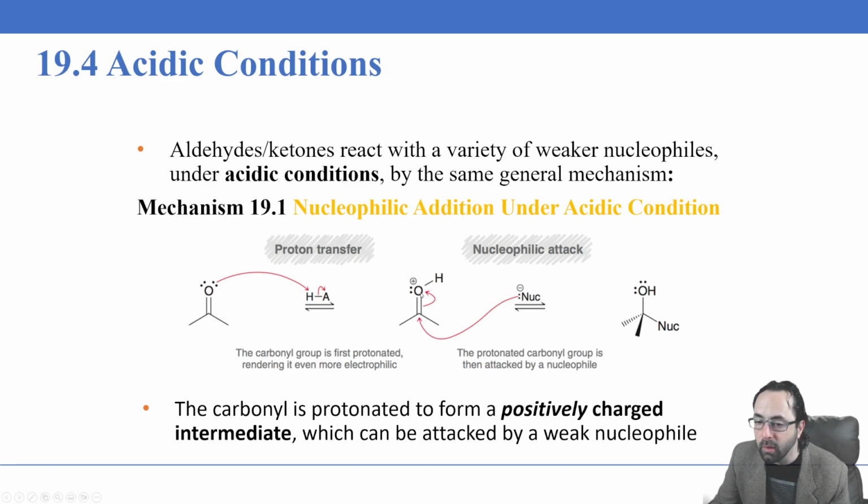But once this is protonated, this makes it an even more powerful electrophile. So the nucleophile is going to go in and attack, and then at that point you'll end up with a neutral alcohol. So the carbonyl will start in an acidic environment. The carbonyl will start by being protonated and then followed up by a nucleophilic attack.